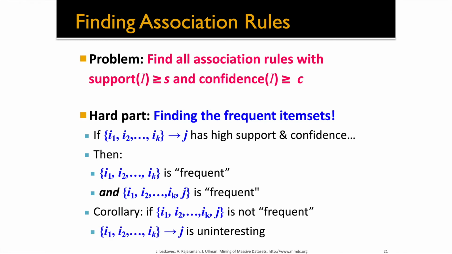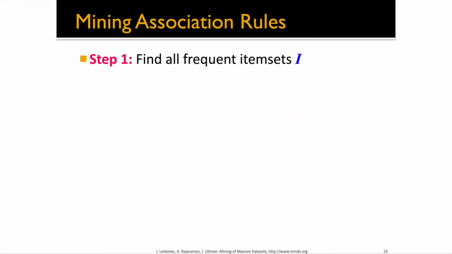Because if that were not the case, then the item set would be uninteresting, which means that this association rule wouldn't pass our thresholds. So how do we find this? The first step is to find all the frequent item sets. For now, we'll just say that's magic, and we'll talk about that in a second.